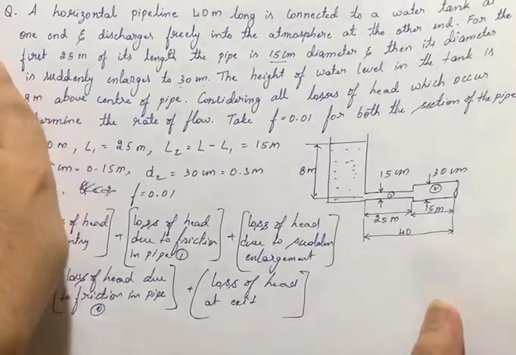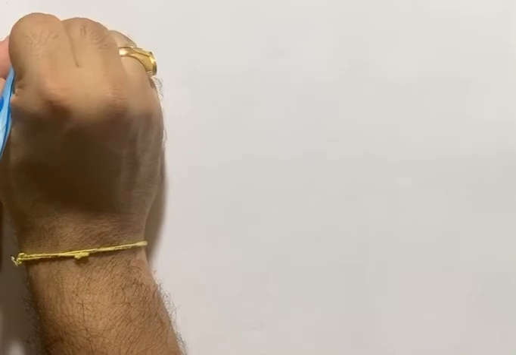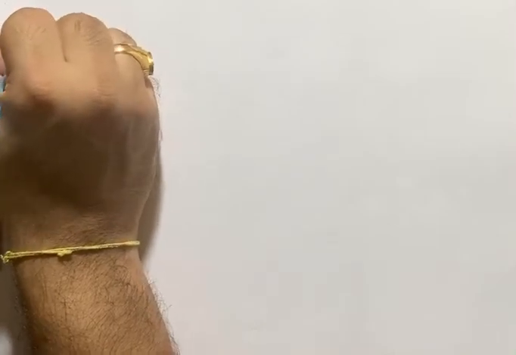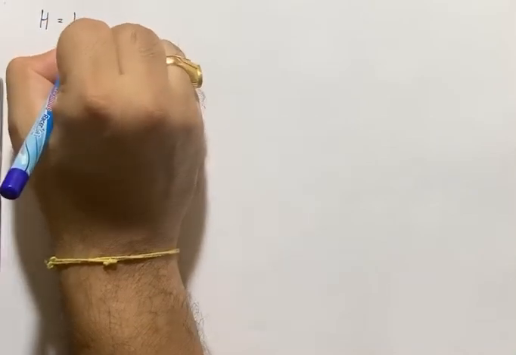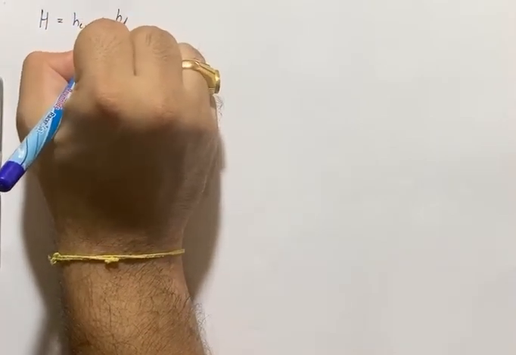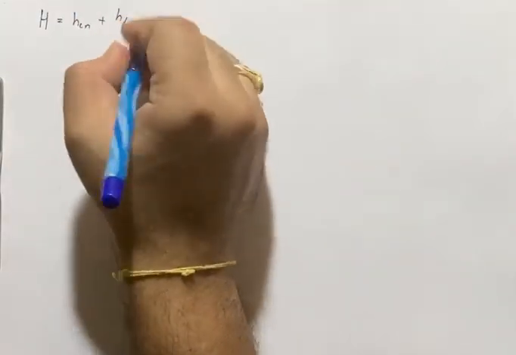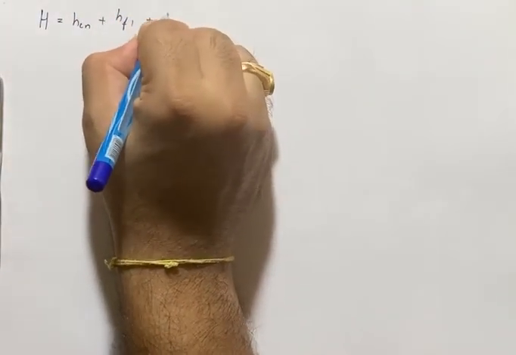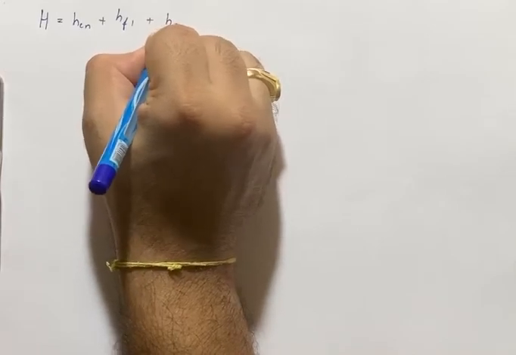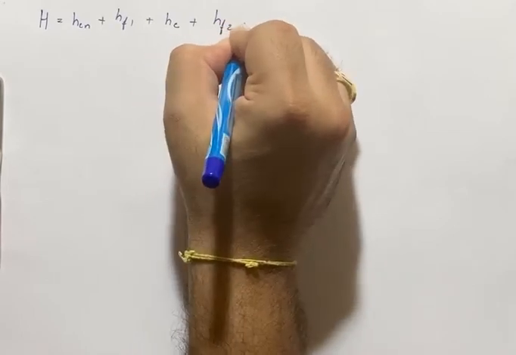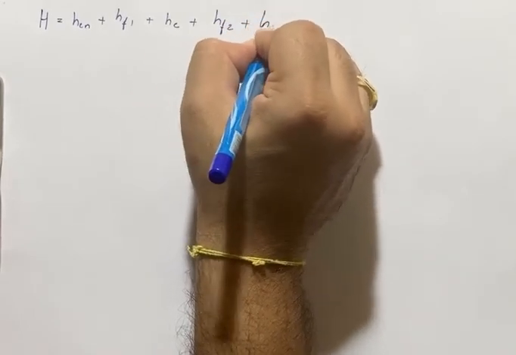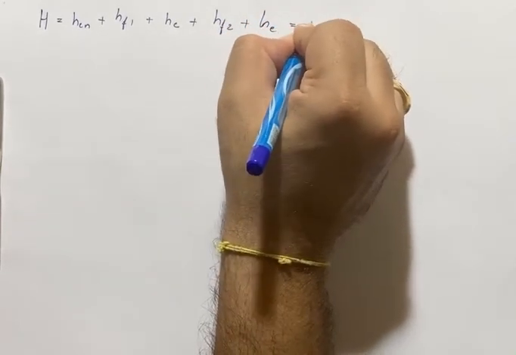So in general I can write this as: H is the loss of head. H is equals to H entrance plus loss of head due to friction in pipe 1, plus loss of head due to sudden enlargement, plus loss of head due to friction in pipe 2, plus loss of head at exit, that is equals to 8.